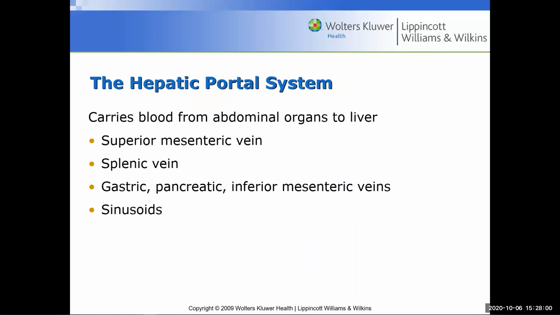Let's talk a bit about the hepatic portal system. Now this is very important because it carries blood from the abdominal organs to the liver. Now remember, when the blood is returning from the systemic circuit, it has to be cleaned before it re-enters the systemic circuit one more time. So in terms of the cleaning system, this is facilitated by the liver in particular. And in terms of the vessels which facilitate them, you have the splenic vein, the superior mesenteric vein, gastric, pancreatic, and inferior mesenteric veins, and the sinusoids.